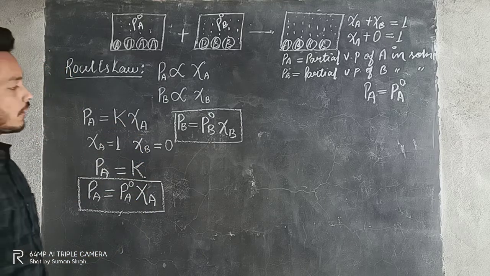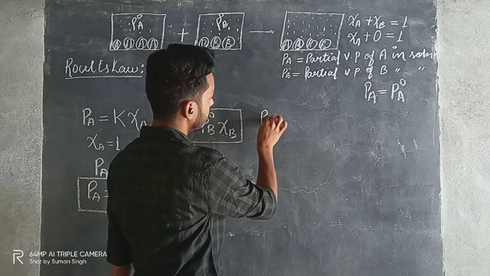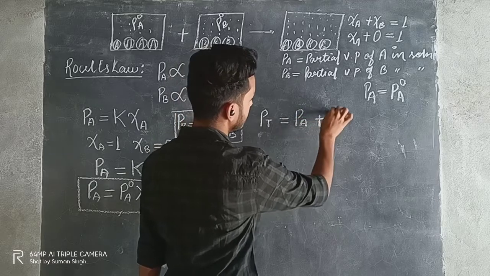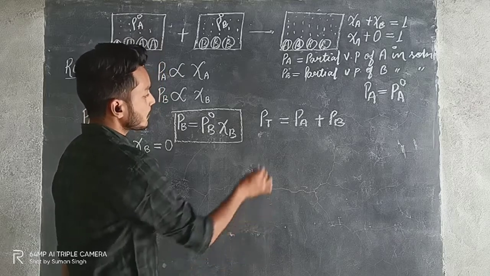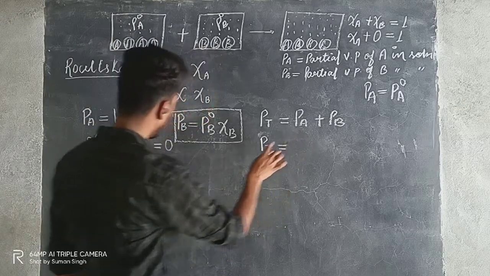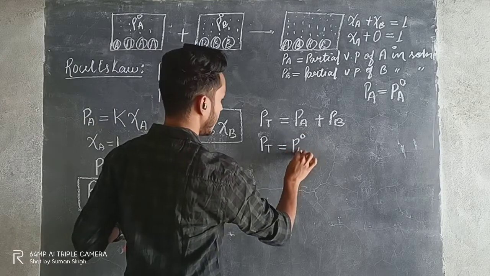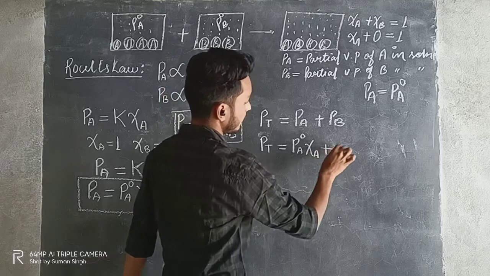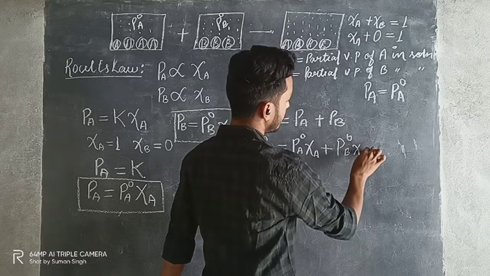Now according to Dalton's law of partial pressure, P total is equal to what? P_A plus P_B, right? So here, in place of P_A, we can write P naught A zeta A, and here we can write P naught B zeta B.